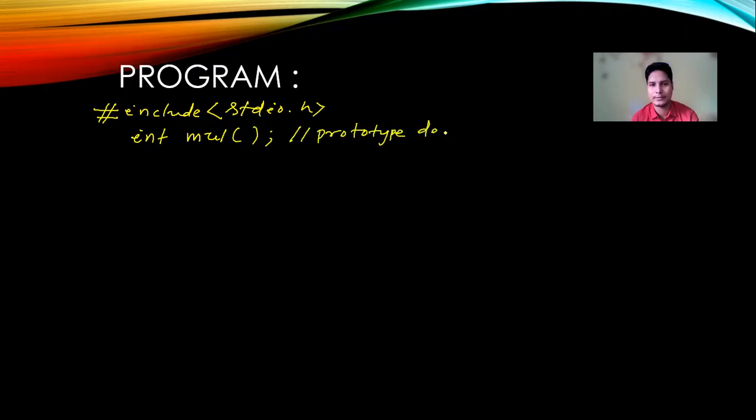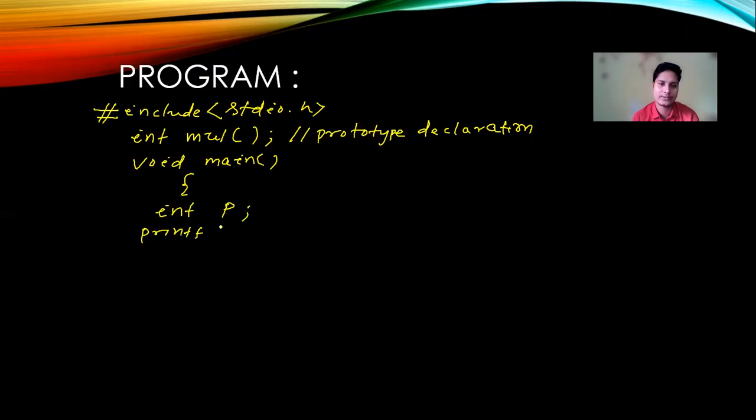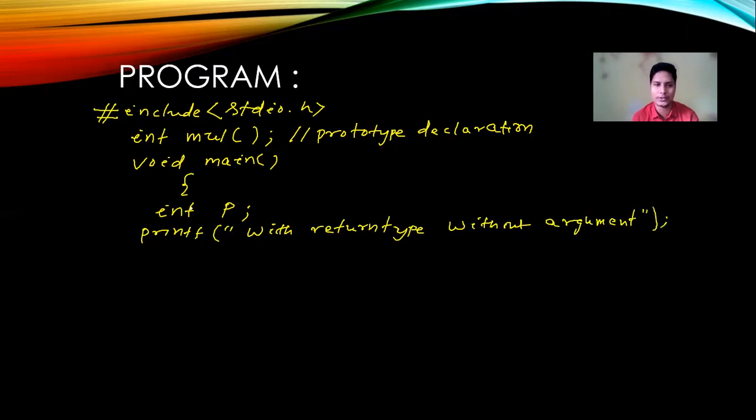Prototype declaration of the function. So next, void main, opening curly bracket. Here I am declaring a variable int p, semicolon. Next, printf, within double quotation, I'm writing "with return type without argument", double quotation and bracket and semicolon.